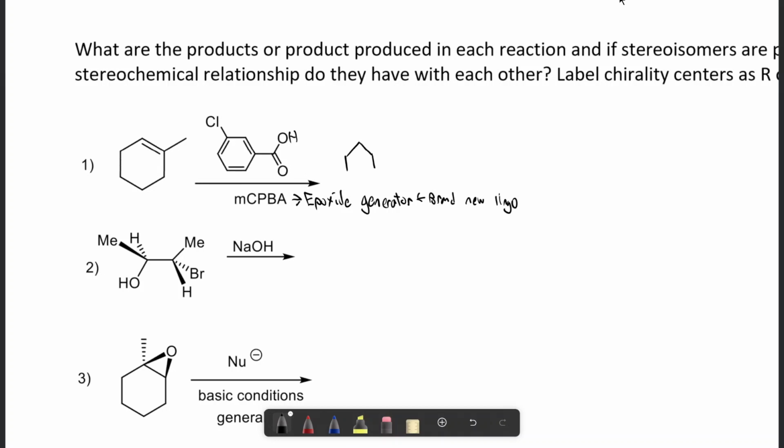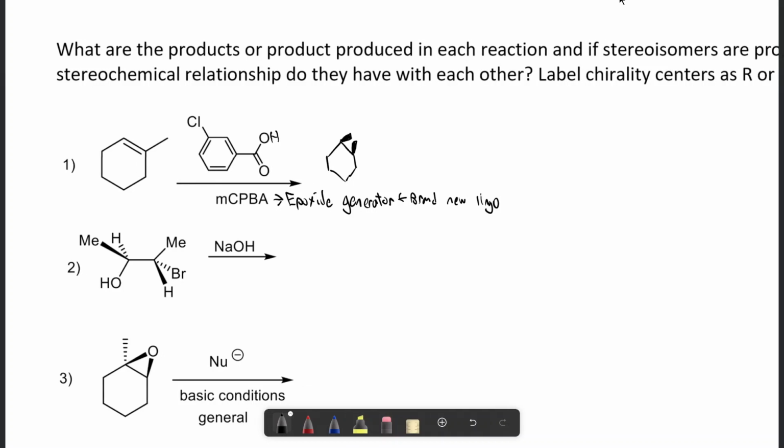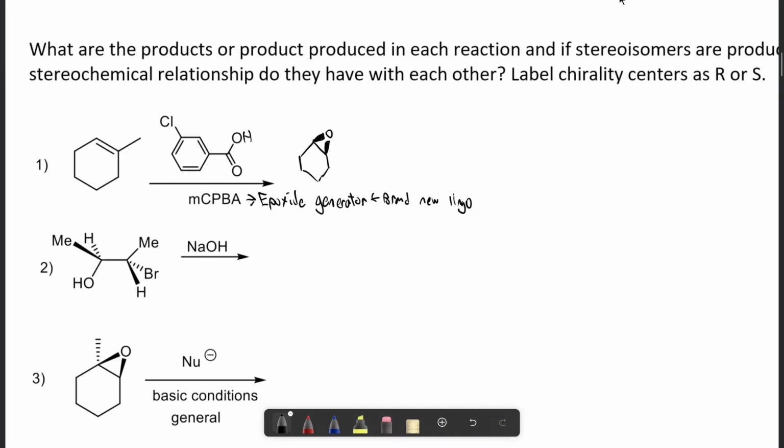So how do we turn it into an epoxide? Well, thank you for asking. What we're gonna have happen is the double bond here, we're gonna use it to bond to the oxygen. And we're going to get something like this. And then also the methyl group is there. So we're going to get that.